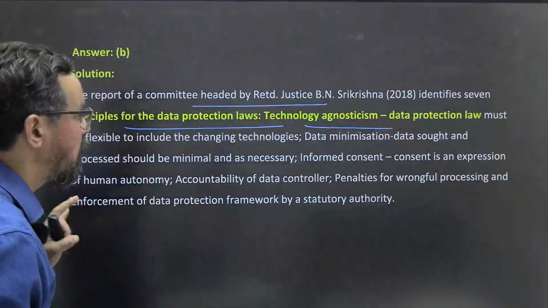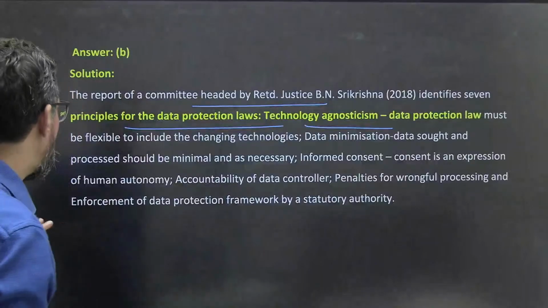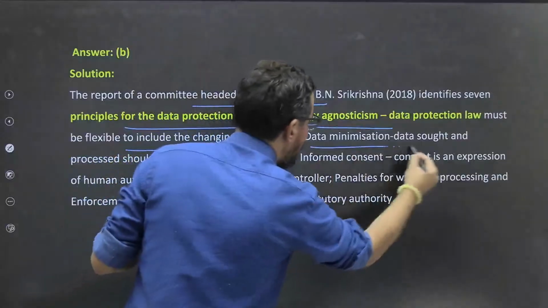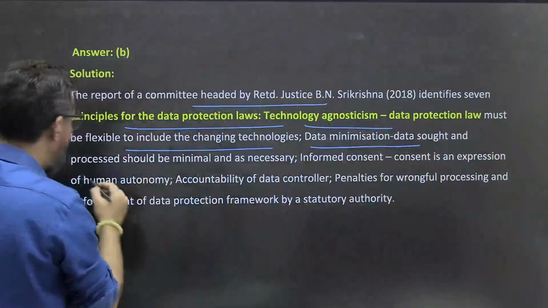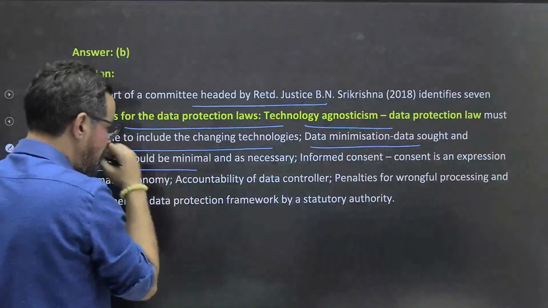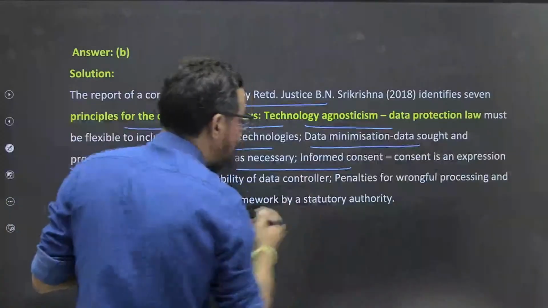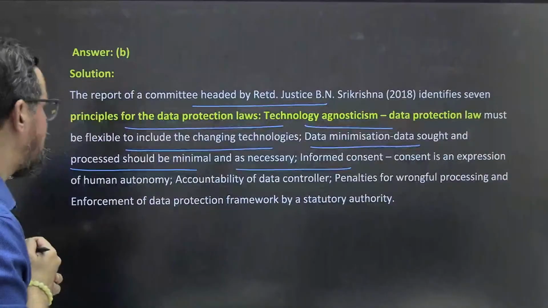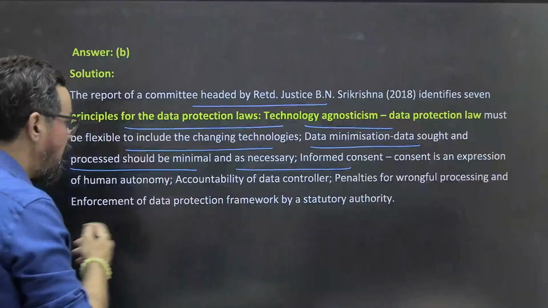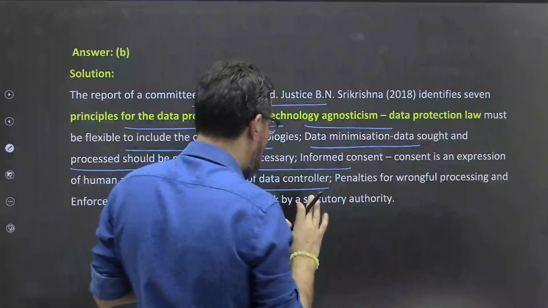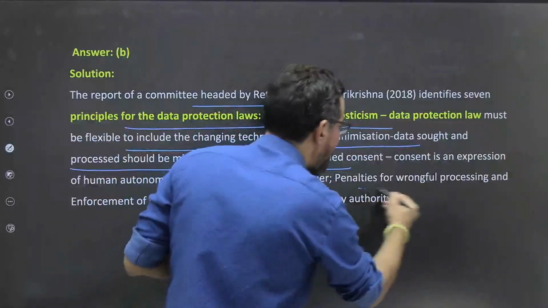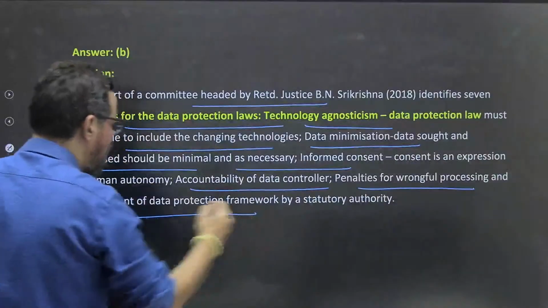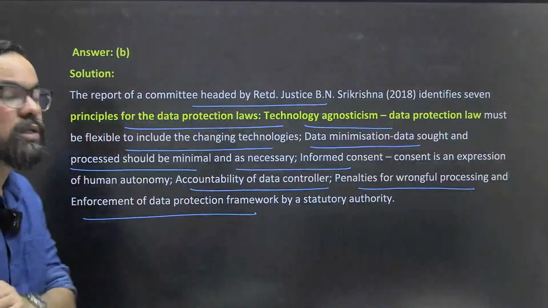Technology agnosticism. Data protection law must be flexible to include changing technologies. Data minimization, data sought and processed should be minimal as necessary. Information consent. Consent is an expression of human autonomy. Accountability of data controller. Penalties for wrongful processing and enforcement of the data protection framework by a statutory authority.